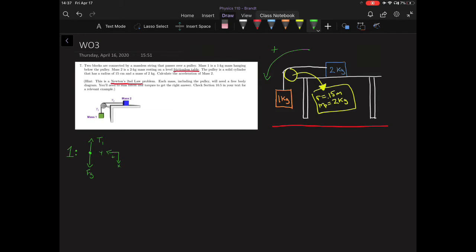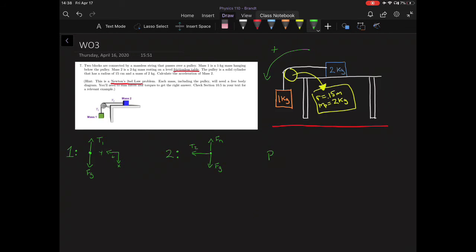All right, now for block 2, we have the normal force from the table. We have gravity pulling down, and we have tension 2 pulling us towards the edge of the table. Now, it is a frictionless table, so we don't have any friction resisting that, pulling it back.